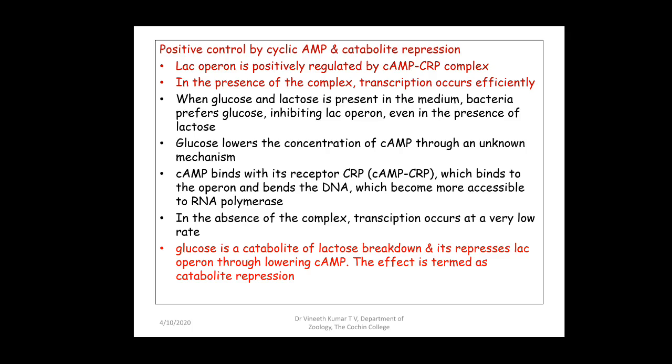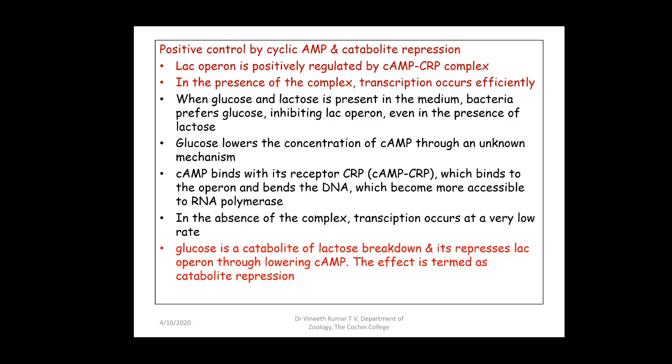Our previous discussion was concerned mainly with the situation when lactose only is present. Now consider the situation when two sugars are present: glucose, a simple sugar or monosaccharide, and lactose. When glucose and lactose are present in the medium at the same time, bacteria will use glucose. That is okay. Another thing occurs simultaneously with that: the lac operon will be inhibited.